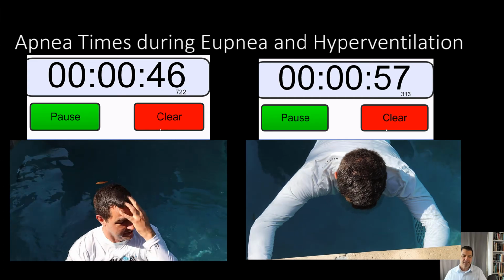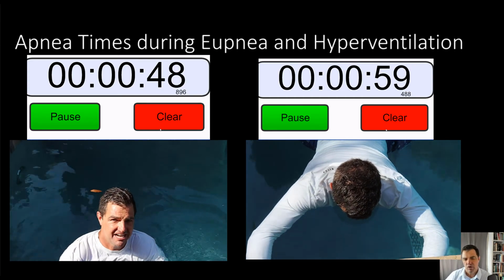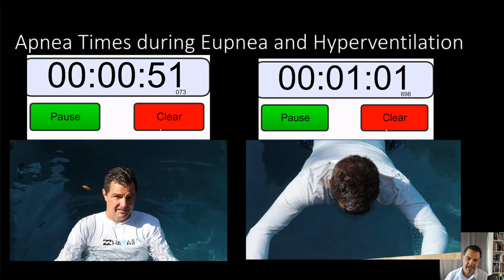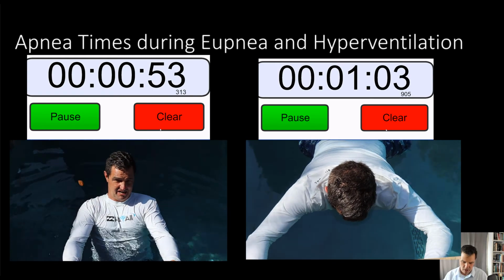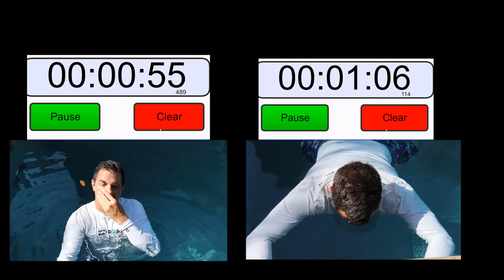So why the big difference? Why almost twice as long? Why do you think that might be?